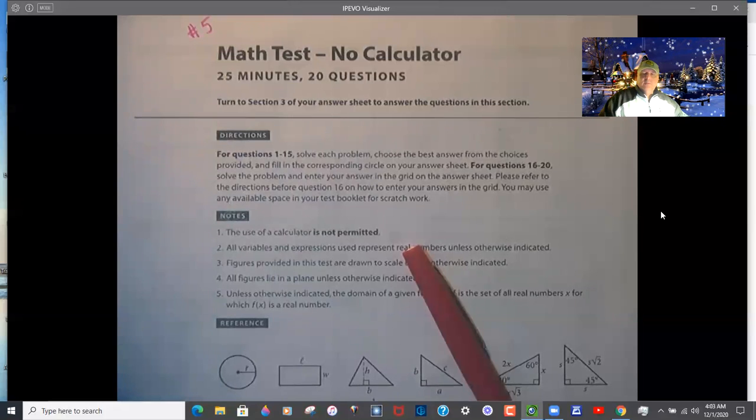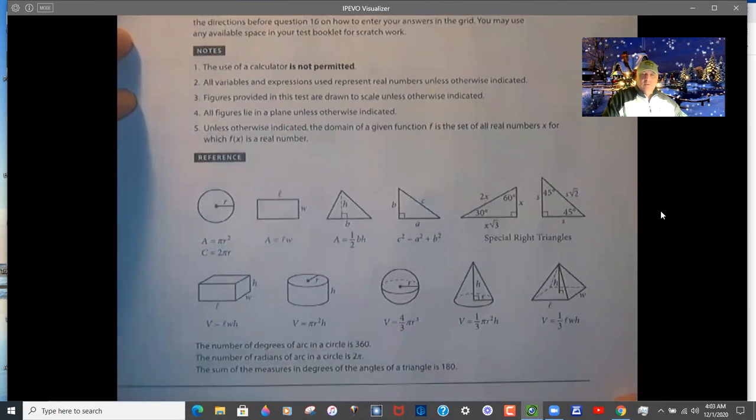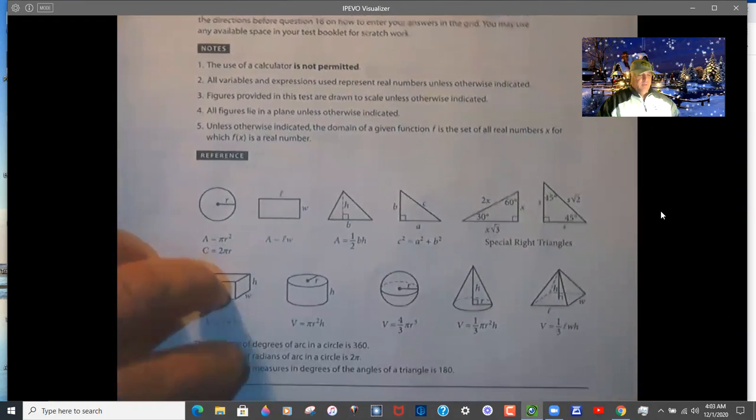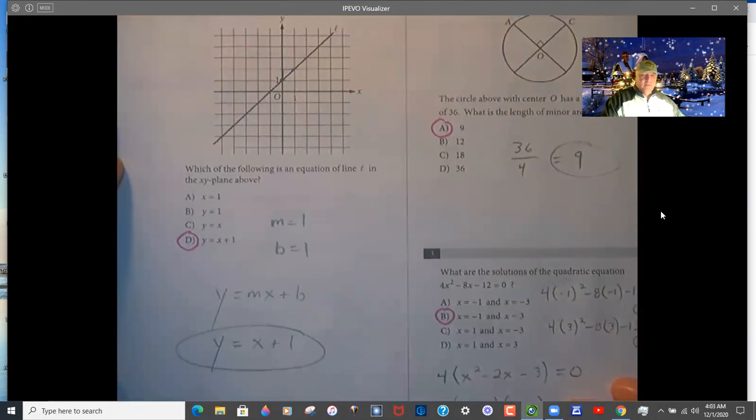These are the solutions for the first 20 problems on your pre-test, the number 5 test on the no calculator part. Keep in mind that there is this reference page that you see at the front here, which many students forget because they just turn past it, and it's out of sight, out of mind.